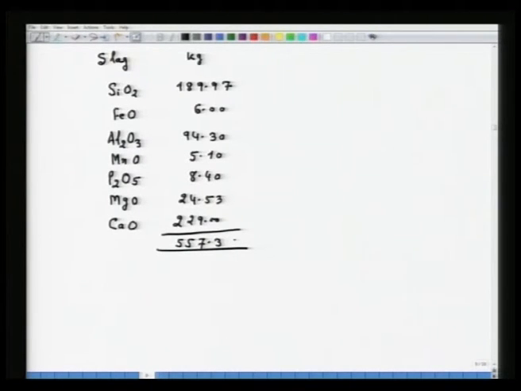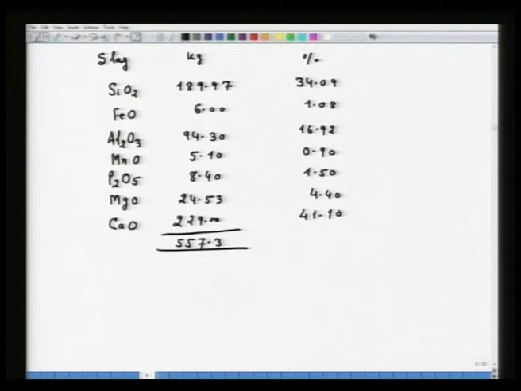557.3 kg. So, in percent, we can calculate, that will be 34.09, 1.08, 16.92, 0.90, 1.50, 4.40 and calcium oxide is 41.10.